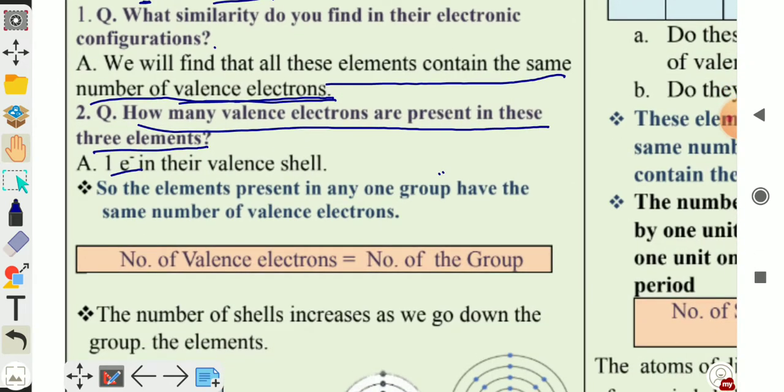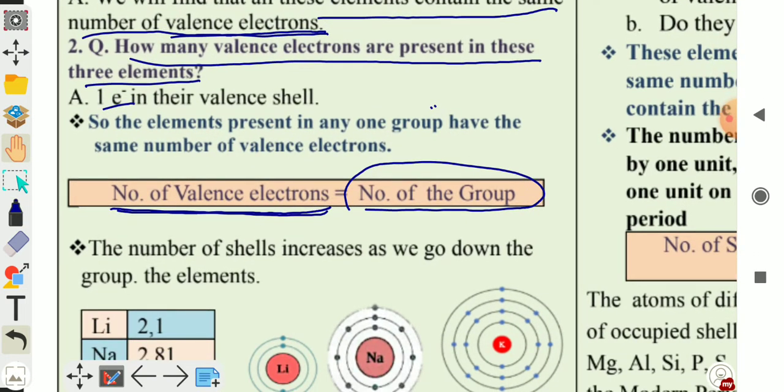Answer is 1. So the elements present in any one group have the same number of valency electrons. It means the number of valency electrons is equal to the number of the group of the element. Suppose an element has 2 valency electrons, so it will be placed in the second group. So the number of valency electrons tells us the group number of that particular element.